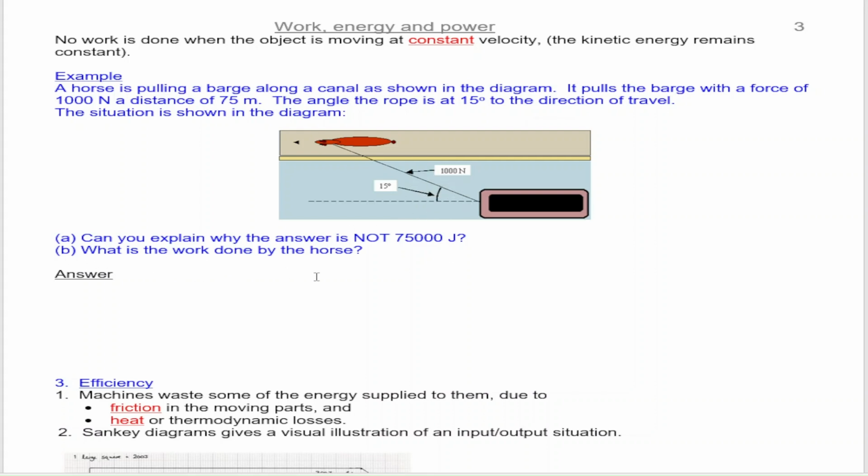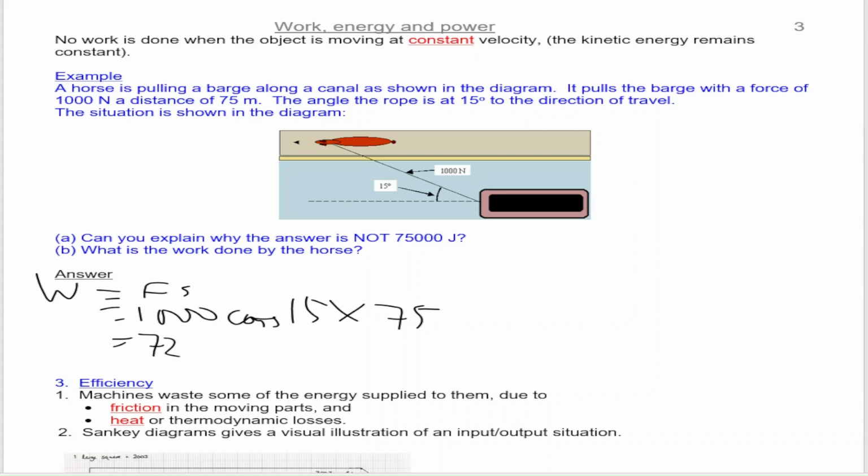Now, part B says, what is the work done by the horse? To find the work done by the horse, you need to resolve the force first, like I said. So work done is equal to force times distance s, which is going to be 1000 cos 15 multiplied by the distance, 75 meters. So that's going to give you a value of 72,400 joules.